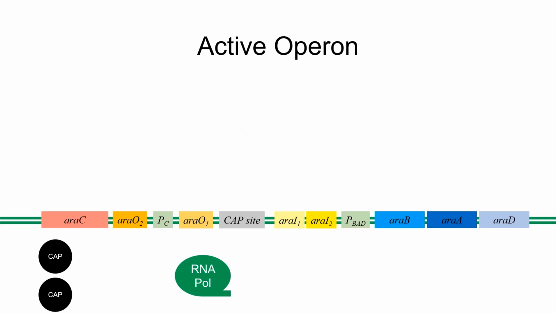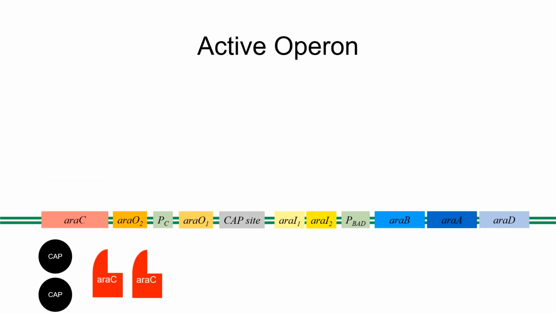First, I'd like to mention that in the absence of AraC, RNA polymerase can bind the AraC promoter in order to transcribe AraC mRNA, which is ultimately translated into the AraC protein. In order for there to be high expression of our araBAD proteins, we need to have low glucose in the cell, which will cause an increase in cyclic adenosine monophosphate, or cAMP. cAMP will bind to the CAP proteins, thereby activating them.